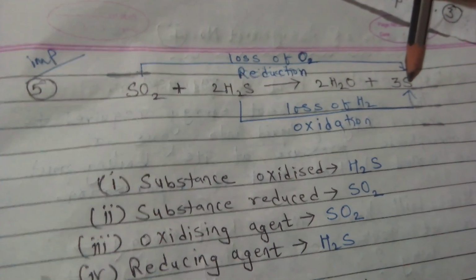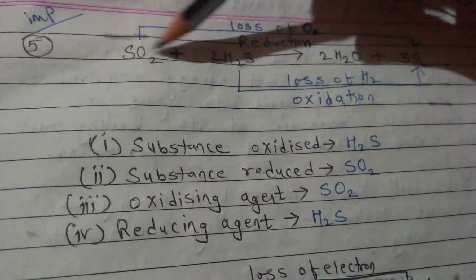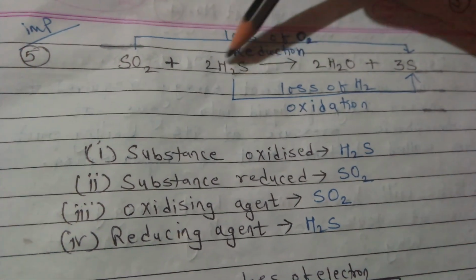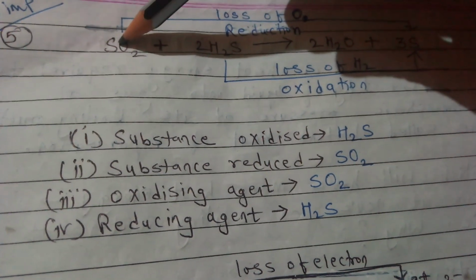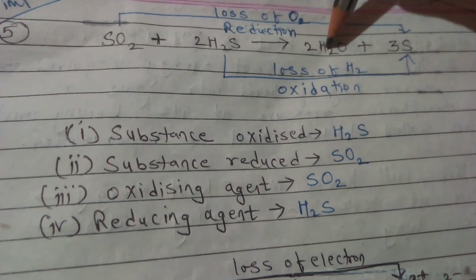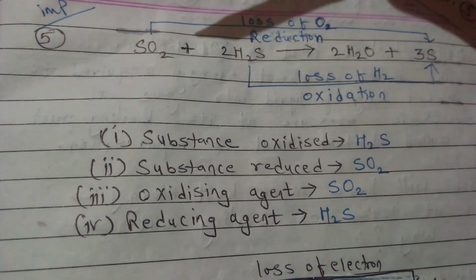Yes. Again we'll continue with redox reaction. Next example, SO2 plus H2S gives H2O plus S. So in this reaction, what are the two reactants? SO2 sulfur dioxide and H2S hydrogen sulfide. So we'll see this SO2 is changing to which product? H2O or S. So in SO2 oxygen is attached.